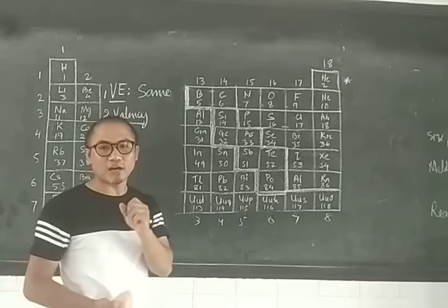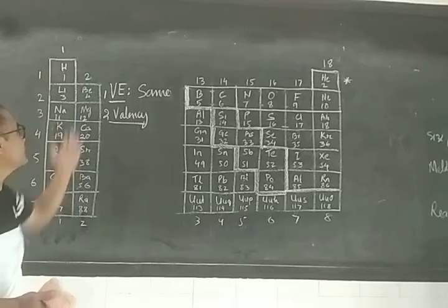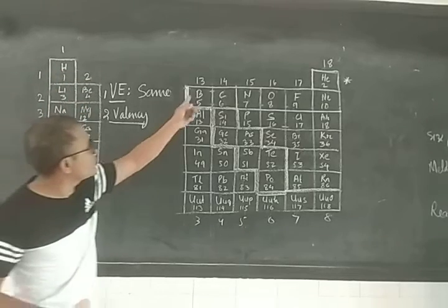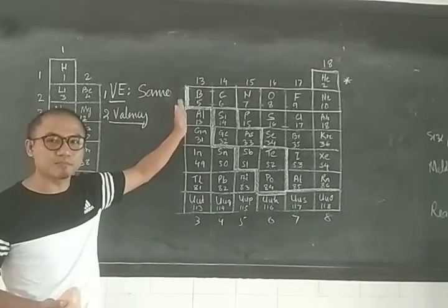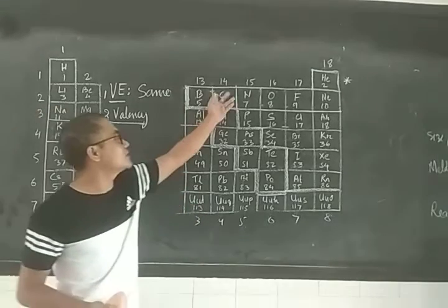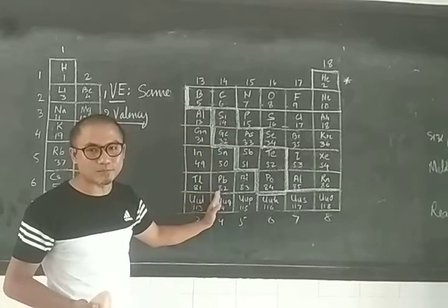With respect to hydrogen, valency: this will have 1, this 2, this also will have 3, this also will have 3. Whether you move down or up, it remains the same. And this will have valency 4. This also will have 4, 4, 4. When you move down, it remains the same.